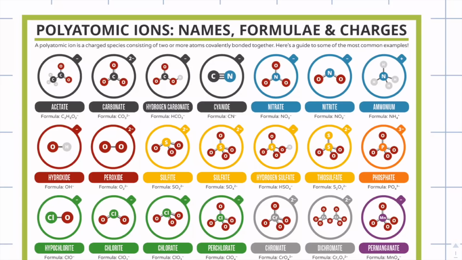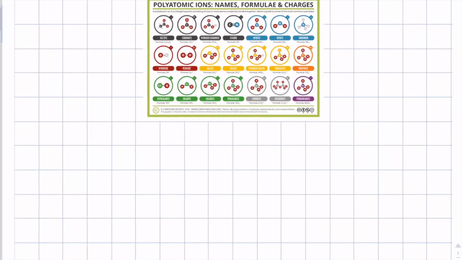There's a strange one over here called ammonium. There's sulfur compounds, which are yellow, and many more.